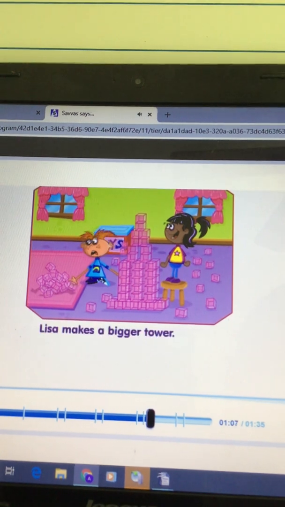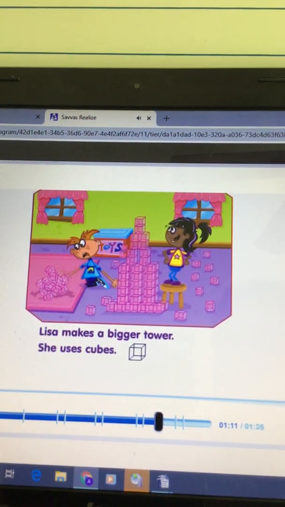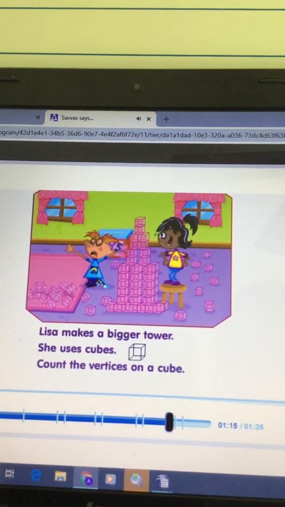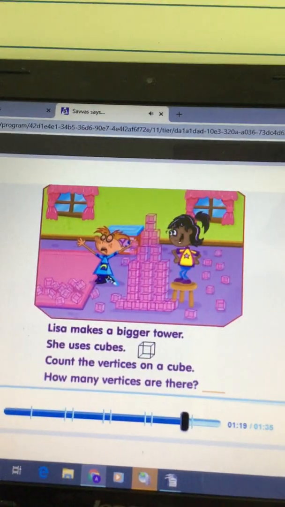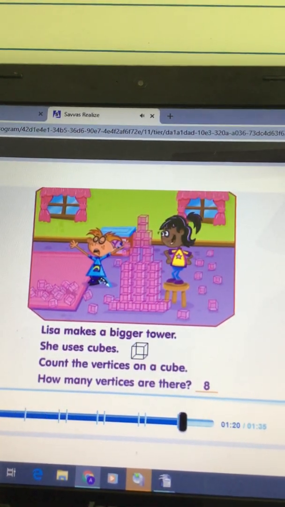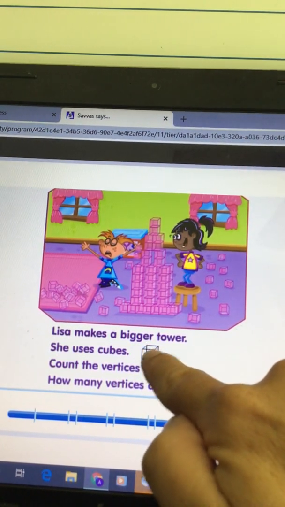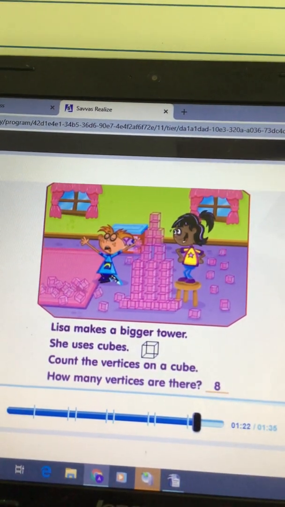Lisa makes a bigger tower. She uses cubes. Count the vertices on a cube. How many vertices are there? 8. So when we look at the pointed parts, 1, 2, 3, 4 on the top, 1, 2, 3, 4 on the bottom. 4 and 4 makes 8.